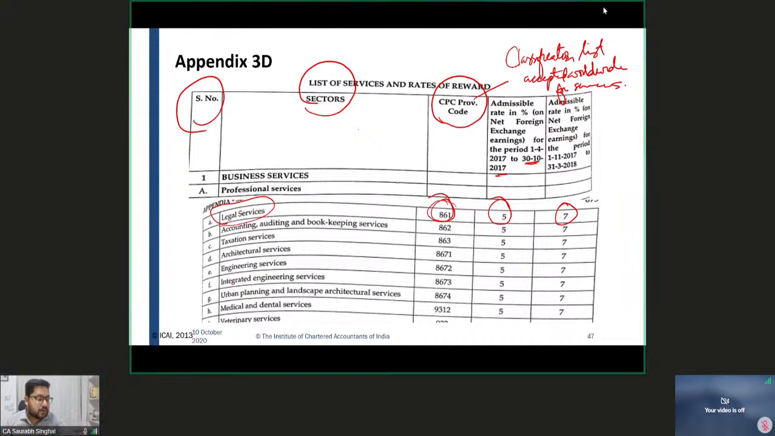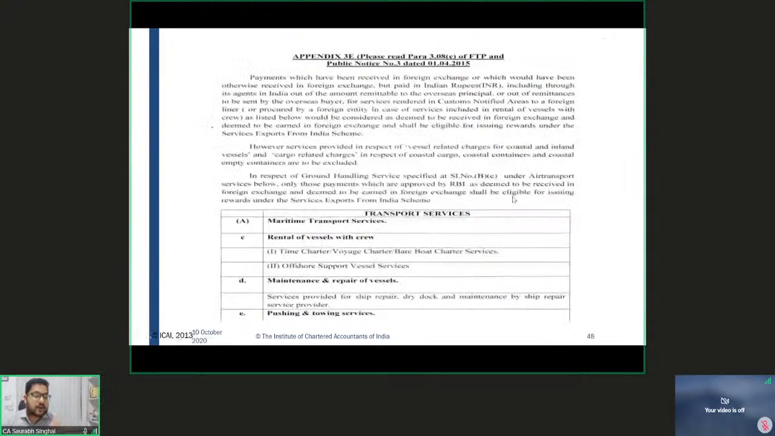Appendix 3 is something to really concentrate on, really focus on. Generally, SEIS is eligible on net foreign exchange earned, at the SEIS rate. That is the calculation of SEIS. So SEIS is eligible only when goods or services are exported out of India and you earn foreign exchange.